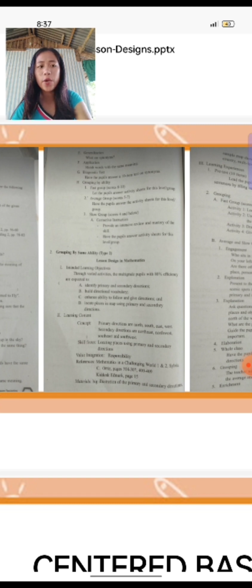And the last category is the slow group. Corrective instructions and provide an intensive review and mastery of the skill. Have the student answer activity sheets for this level or group.